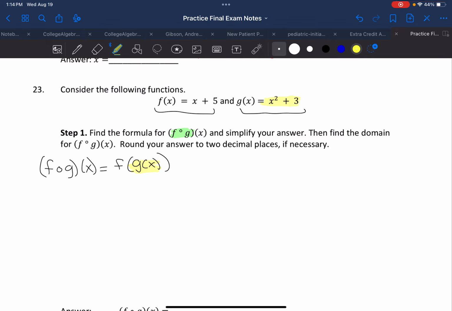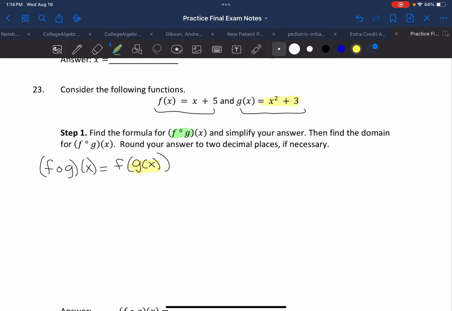Everywhere I see an x, I'm going to replace that x in the x plus 5 with this entire g of x function. So that looks like x squared plus 3 plus 5. So I just replaced that x with my g of x. And I can simplify this by adding the 3 and the 5, so that would be x squared plus 8. So that's the final answer for the first part, for f of g. That's what would go right here.